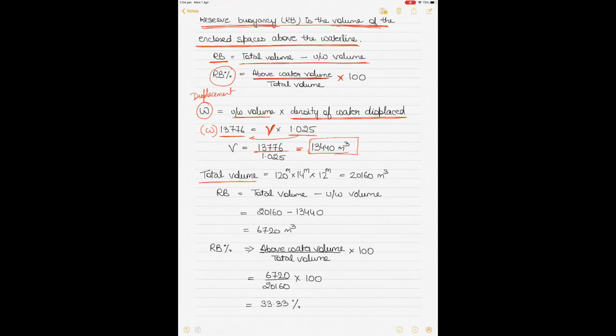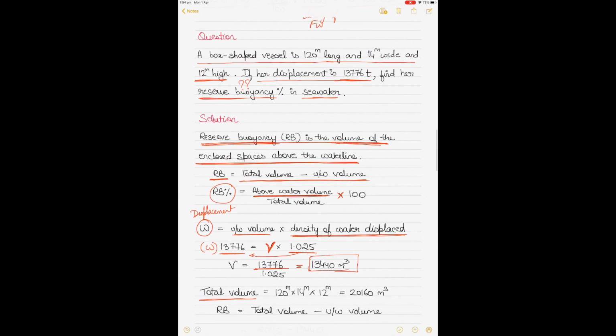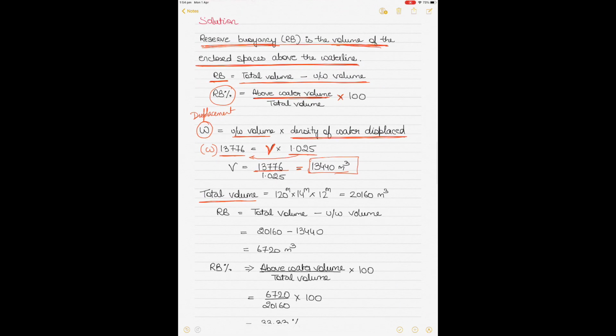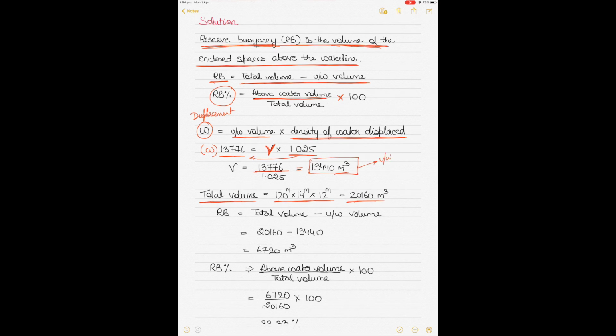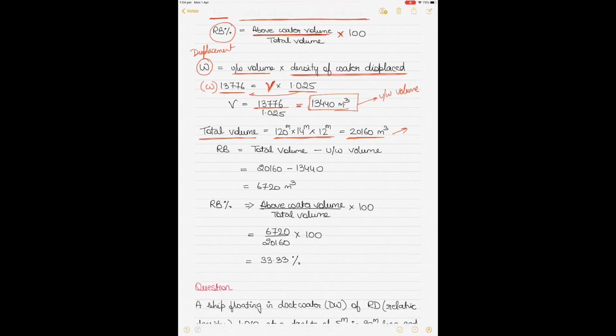Therefore total volume of the ship, again it's given to you, the dimensions are given to you as 120 by 14 by 12, length, breadth and height. Just multiply it, because it's a box shaped vessel, like a rectangular box shaped vessel. Just multiply the three values, you get the total volume of the ship. So you have the underwater volume here, and you have the total volume, right? All you have to do is now find the reserve buoyancy.